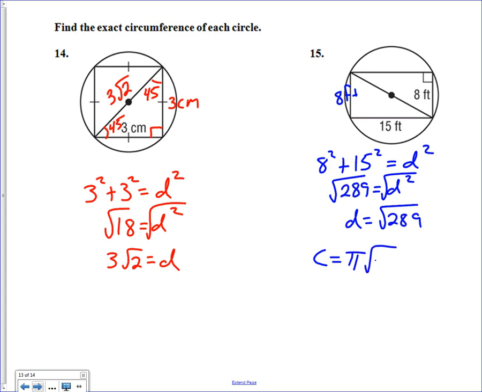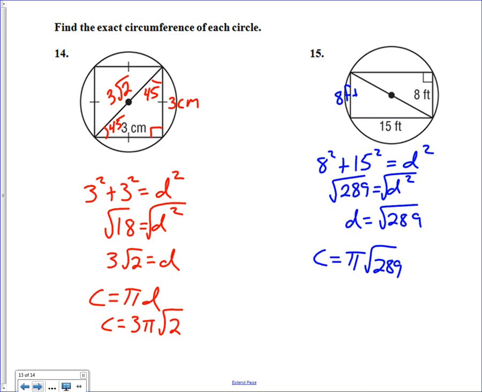Circumference is pi d. So we have pi square root of 289. As I mentioned, didn't read the directions for the first one. So we have 3 root 2. Circumference equals pi d. So the circumference is d, which is 3 root 2 times pi, 3 pi root 2.